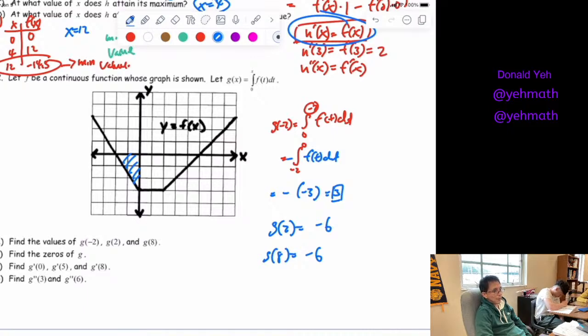How do I find a zero of g? Now, do you realize they say zeros? That means there's more than one.